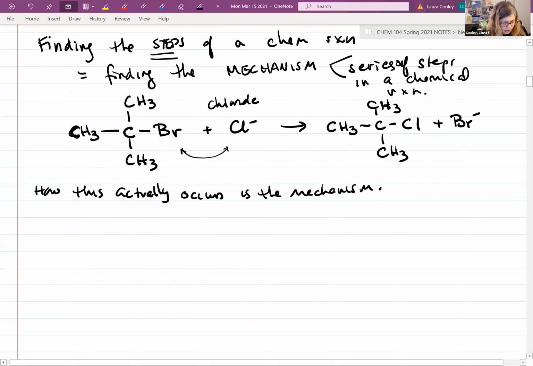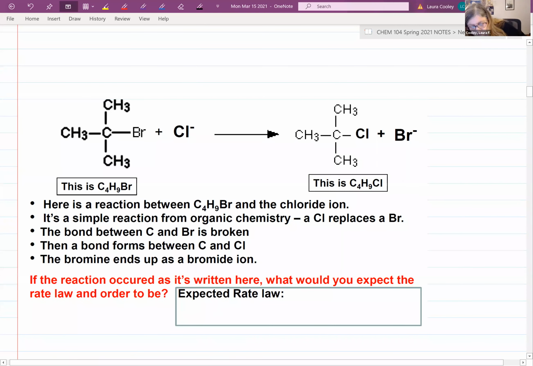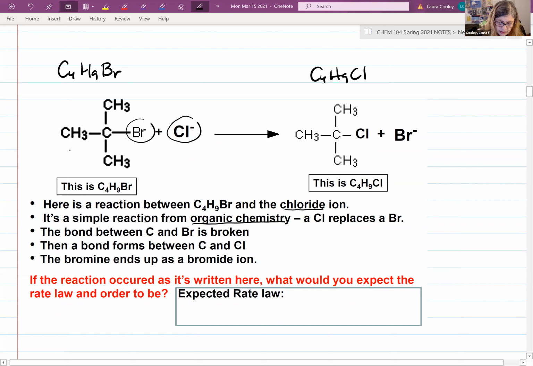Okay, so I have that on this slide here. Same thing, I just repeated it. This compound, I'll call it C4H9Br because that's what it is. And here it's C4H9Cl. So it's a reaction between the C4H9Br and the chloride ion. Like I said, it's about the simplest reaction from organic chemistry that you can have. And a Cl replaces the Br here.